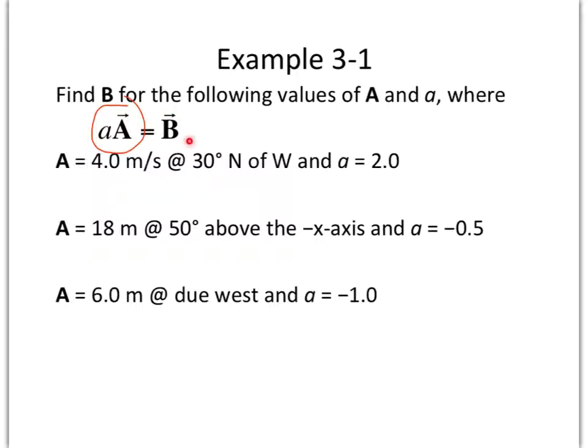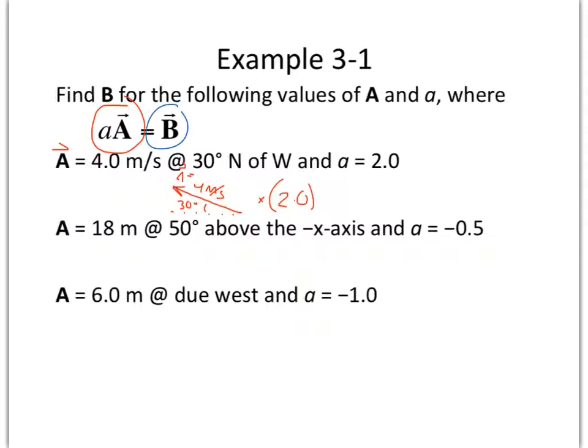So say vector A, and I should have an arrow over that, is going to be 4 meters per second. Now here, this is a velocity vector, but it works exactly the same way. 4 meters per second at 30 degrees north of west. Okay, so let's say this is 4 meters per second, and that angle is 30 degrees north of west. Vector A equals 4 meters per second at 30 degrees north of west, and we're multiplying it times 2.0, which is really just a scalar. It has no direction. All right? So we're taking this vector and multiplying it by 2. What do we get? Well, we get a resultant vector, which we'll call b, right?